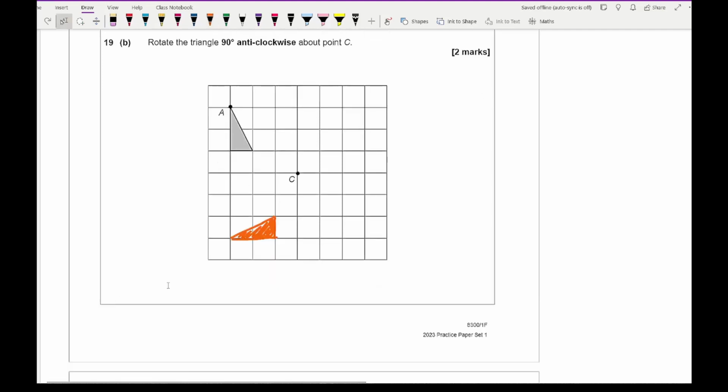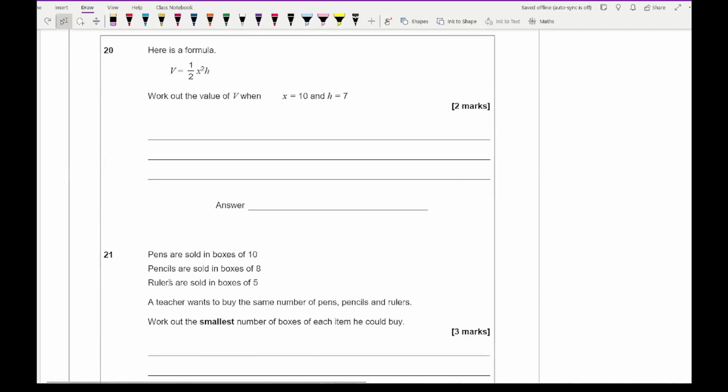Then moving on to question 20, it says here is a formula. Work out the value of v when x equals 10 and h equals 7. So we've got v equals, and it's going to be a half times 10 squared times 7. So here we've got a half times 100, which is 50. So it's going to be 50 times 7, which is 350.